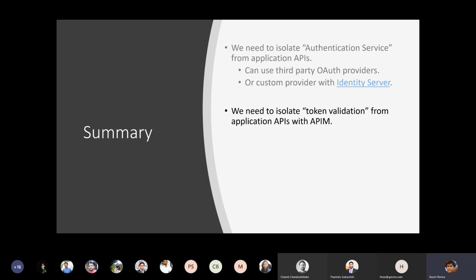And we need to isolate the token validation part from our application APIs using API management. Then, because we have done these two, we could use Azure Functions instead of ASP.NET to host our web APIs. One major benefit is the price, because Azure Functions is massively scalable and auto scaling, at dirt cheap cost if you go with the consumption plan.